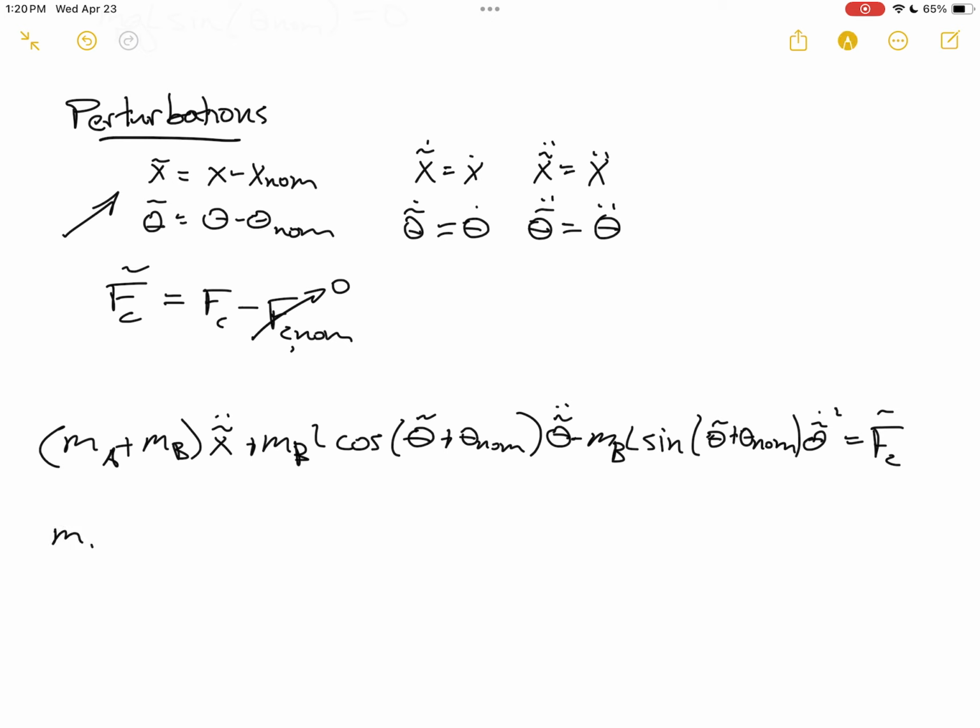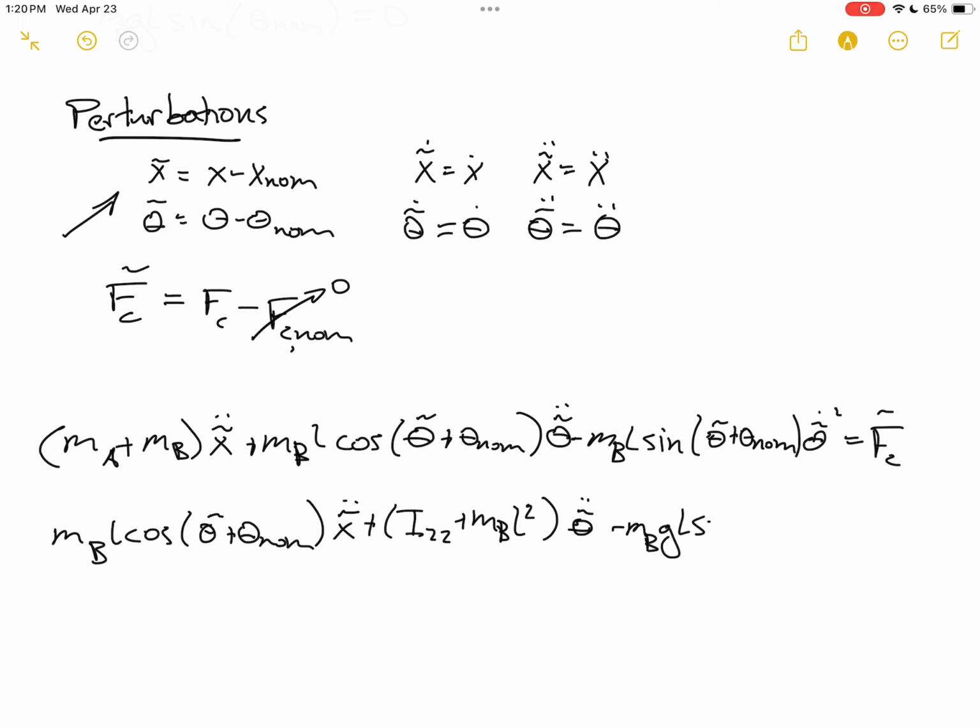The second equation: MBL cosine theta, where theta is equal to theta tilde plus theta nominal, times x tilde double dot, plus IZZ plus MBL squared theta tilde double dot, minus MBGL sine theta tilde plus theta nominal. Theta tilde plus theta nominal is equal to theta, and that equals 0.